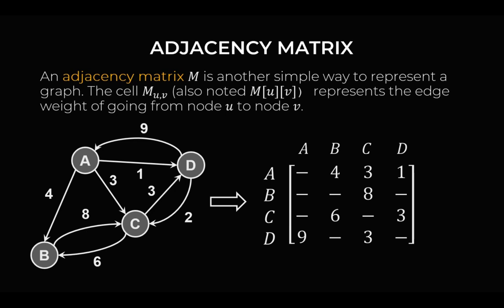Another simple way to represent a graph is an adjacency matrix. The cell M[U][V], also noted M square bracket U square bracket V, represents the edge weight of going from node U to node V. The rows are the source node, and the columns are the target node. For example, the weight 8 of the edge BC is stored in the cell at the intersection of the second row and third column. You may have noticed that so far I did not put a value in the cells when the corresponding edge does not exist.